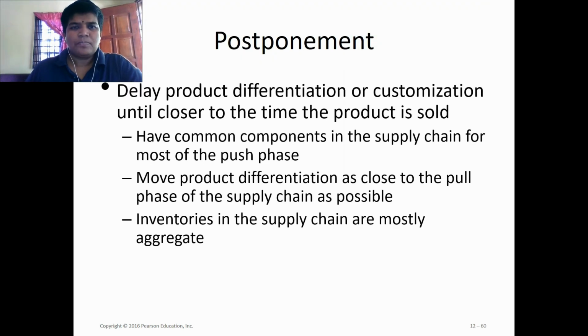Postponement. Delay product differentiation or customization until closer to the time the product is sold. They're talking about postponement. So keep a common component in the supply chain for most of the push phase. Move product differentiation as close to the pull phase of the supply chain as possible. Inventory in the supply chain is mostly aggregated.